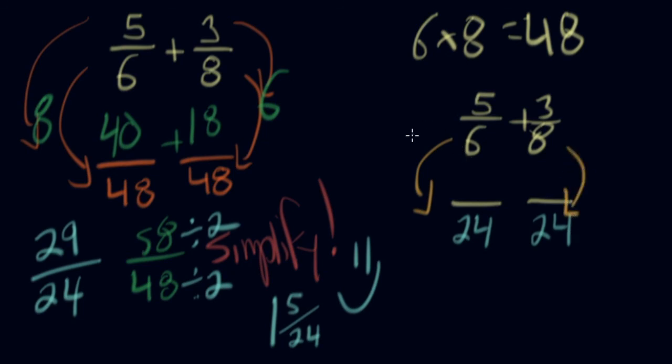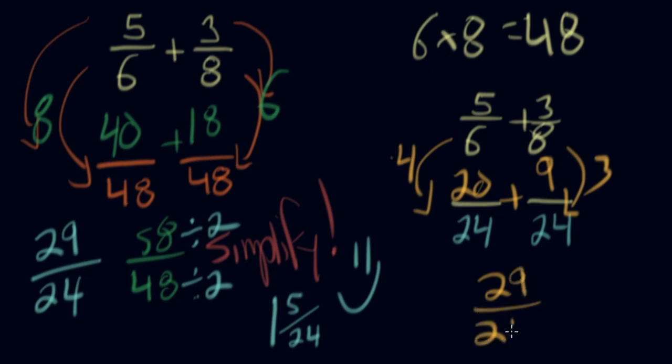So remember, here we're multiplying 6 times 4, and this is 8 times 3. So 5 times 4 is 20. 3 times 3 is 9. So now we get instantly 29/24. No simplifying needed. And you go straight to the answer. Pretty cool. So different options. Different options. It's always good to have options.